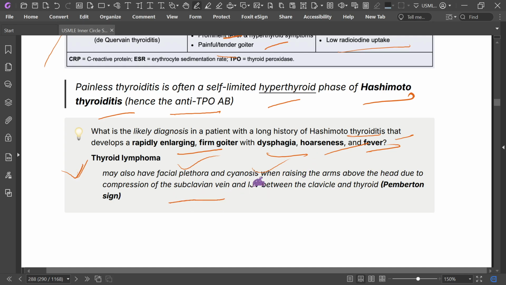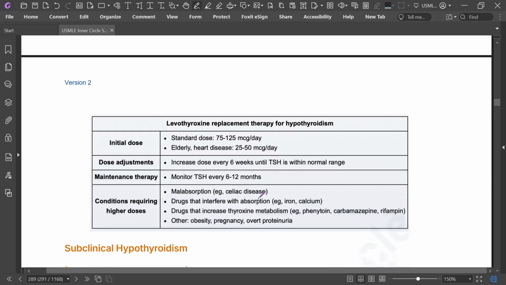when raising the arm above the head, due to compression of the subclavian and the internal jugular vein between the clavicle and the thyroid, which is called Pemberton sign. This facial plethora and cyanosis may be seen in thyroid lymphoma.